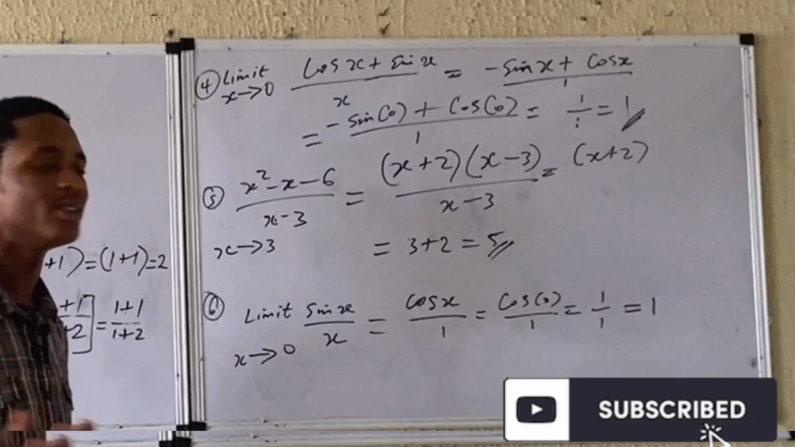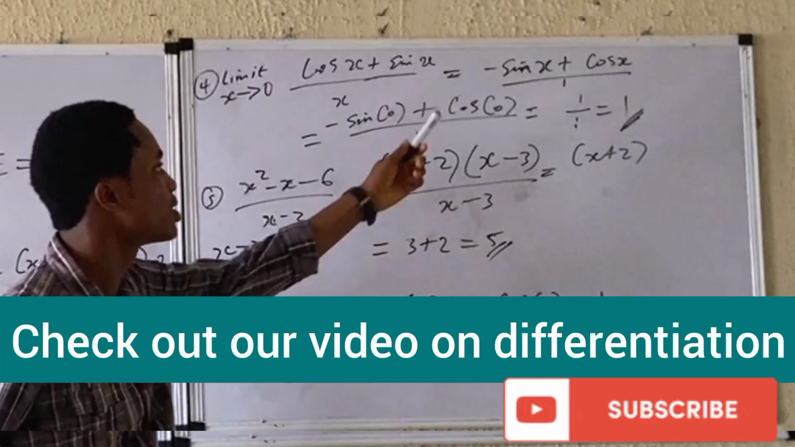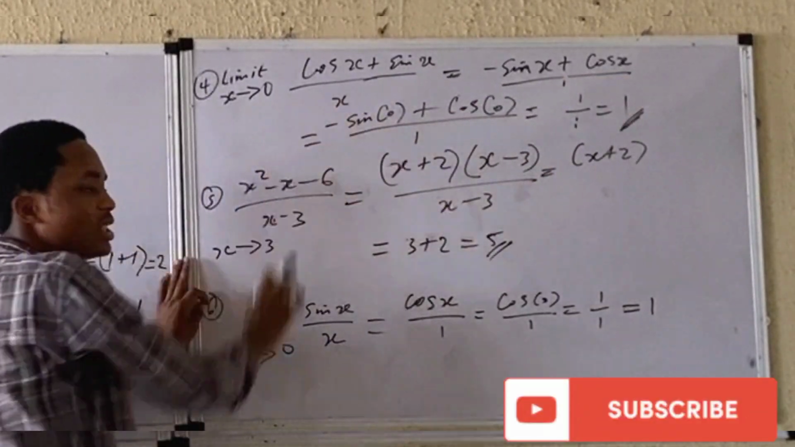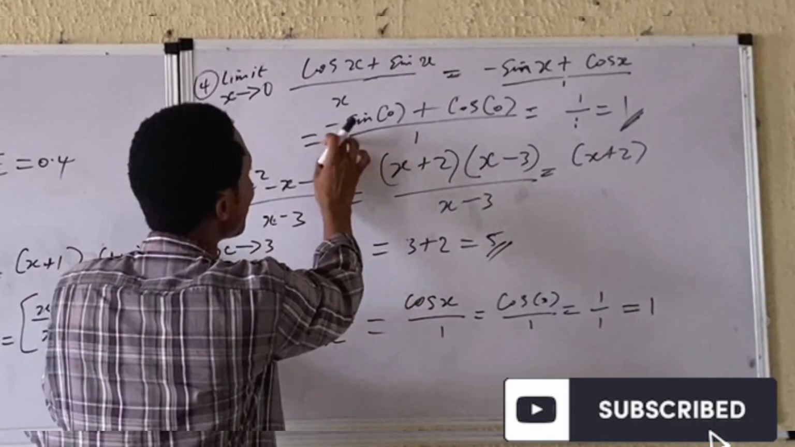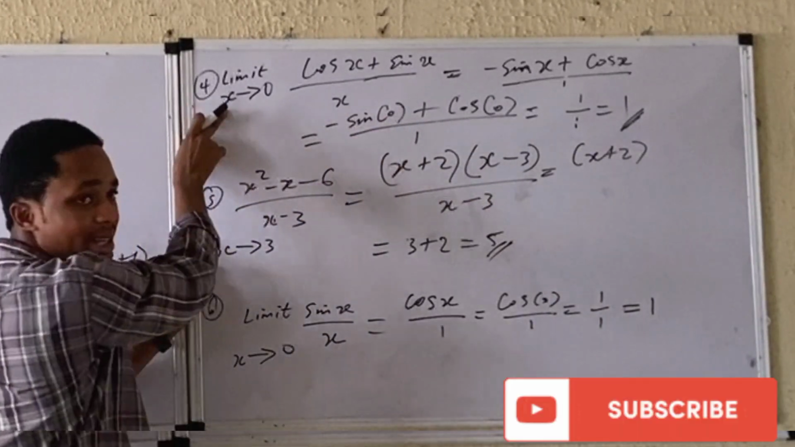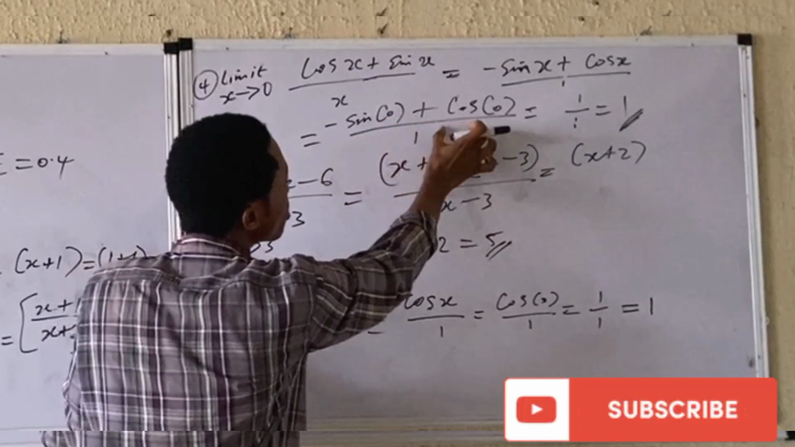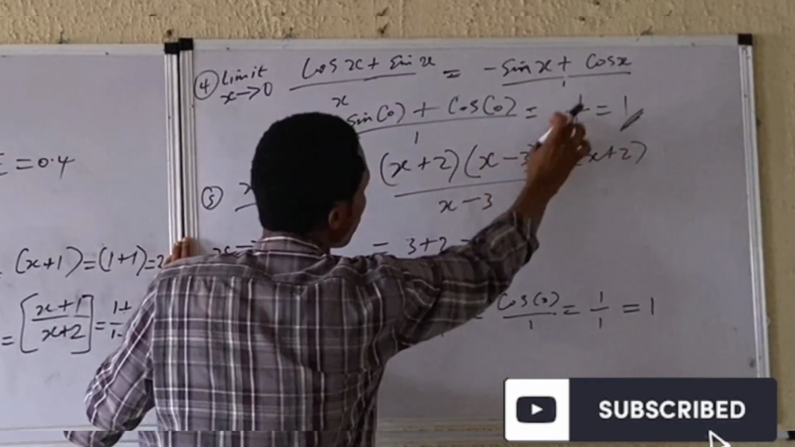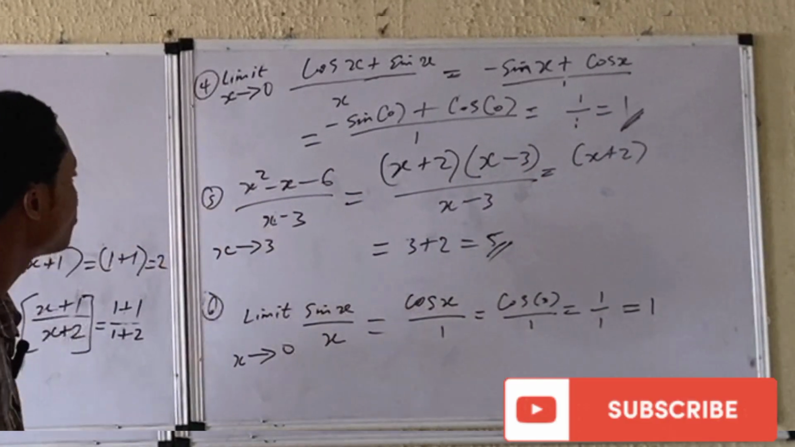Derivative, remember your derivative. Differentiating cos x will give us minus sin x. Differentiating sin x will give us cos x. Differentiating x will give us 1. Remember, as x approaches 0, we have minus sin 0 plus cos 0 over 1. Sin 0 will give us 0, cos 0 will give us 1. So 1 divided by 1 will give us 1. That is it.